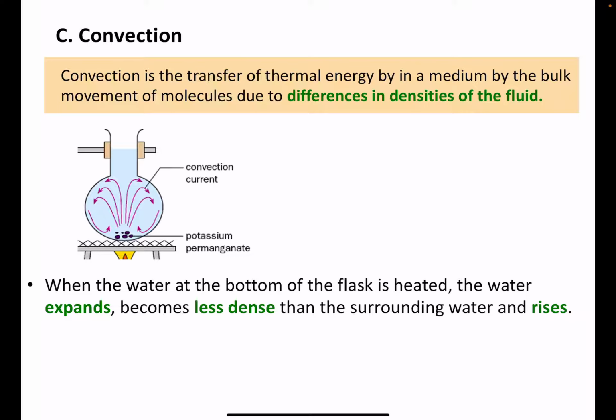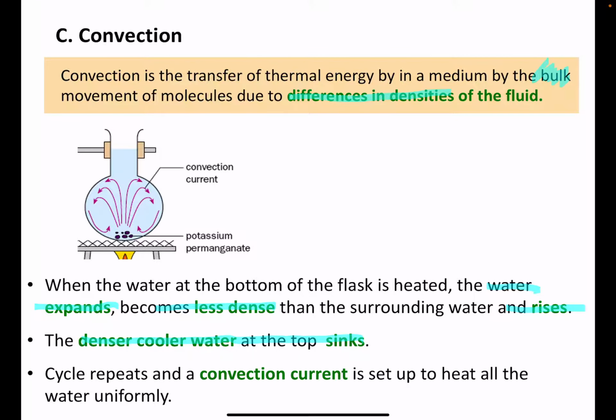Convection is the transfer of thermal energy in a medium by the bulk movement of molecules due to differences in densities of the fluid. Now, let's talk about water. So what happens when water is heated up? The water will expand, it becomes less dense than the surrounding water, and it rises. Then the denser, cooler water at the top will sink. And the cycle repeats, and a convection current is set up to heat up all the water uniformly. So that's convection.